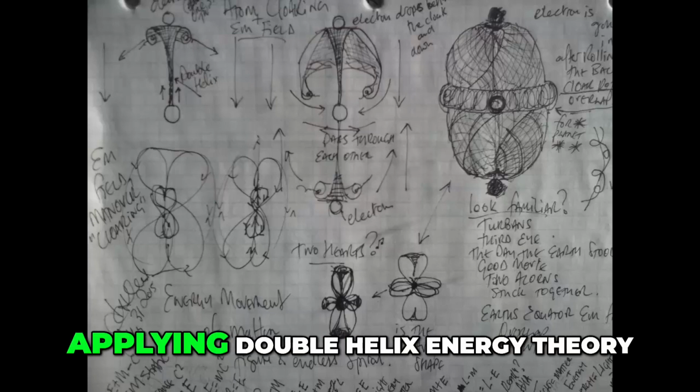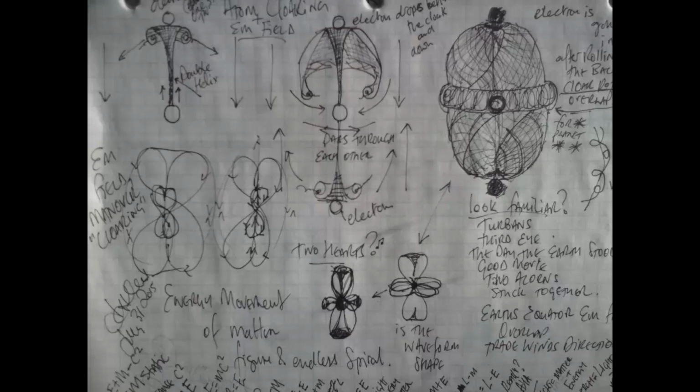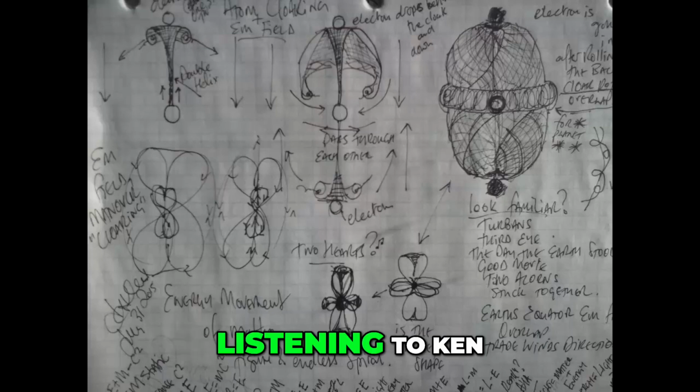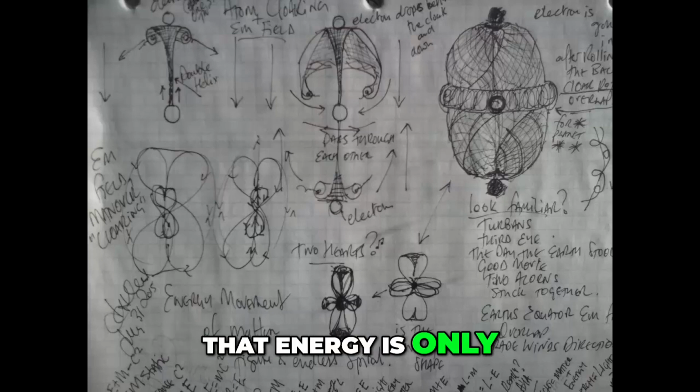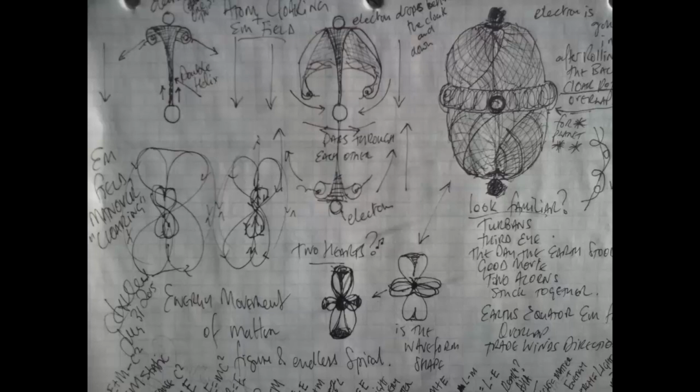That's how I've been applying double helix energy theory. But due to me not knowing a lot about magnets, and from listening to Ken, I'm under the assumption that energy is only going one way through it. And so what Ken says about if it's only one way, Ken is incorrect.